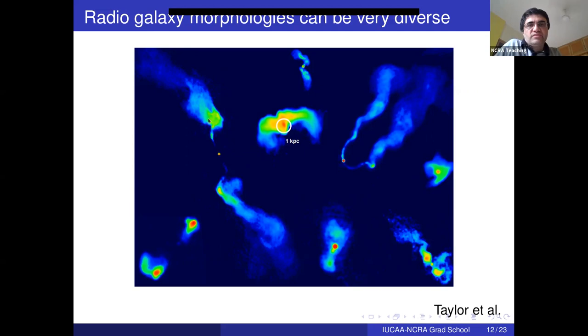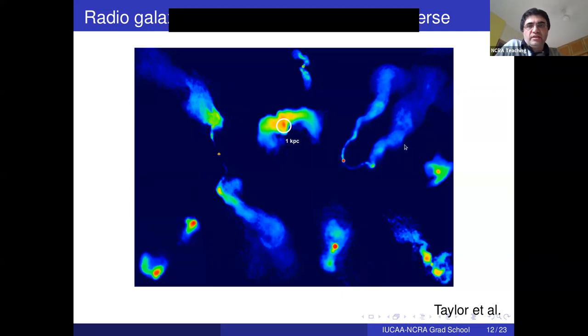So there are many. There's one galaxy here, one here, one here, one here, one here, okay? One here, one here. This is probably the same object, right? This is the same object. We'll look at these kinds of objects also. Then one here. This is a pseudo color map.